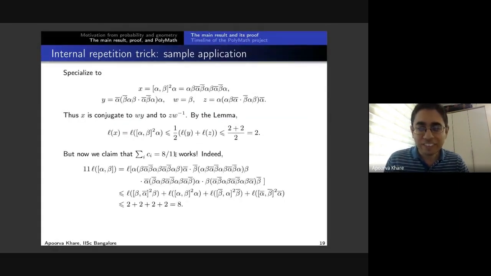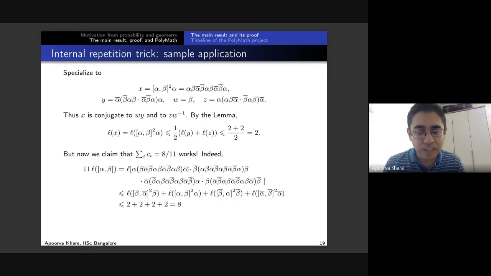And why does 8 over 11 work? It's enough to show that 11 times the length of the commutator is less than 8. Well, write down 11 times the length of the commutator, which is the length of 11 powers of the commutator. 11 powers means there are 44 elements in the string. I break up the 44 elements into 4 products of 11 each. So it is less than the length of this element plus the length of this element plus the length of this element plus the length of this element.